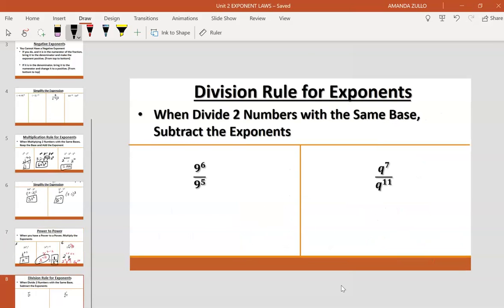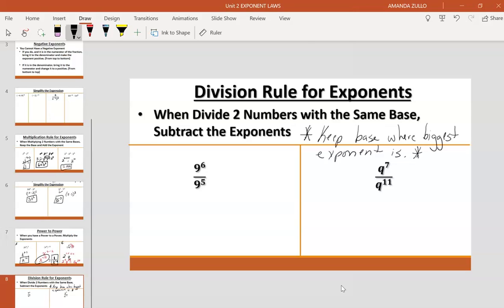Finally, our law for division. So when we have two numbers, same base, all you're going to do is subtract your exponents. We're going to go one further. You're going to keep the base where your biggest exponent is. I'll show you what I mean by that.